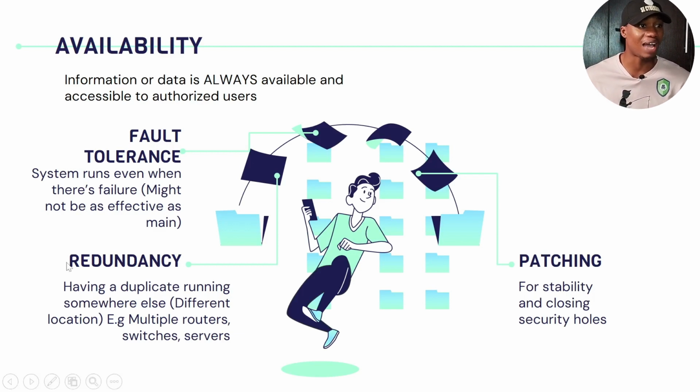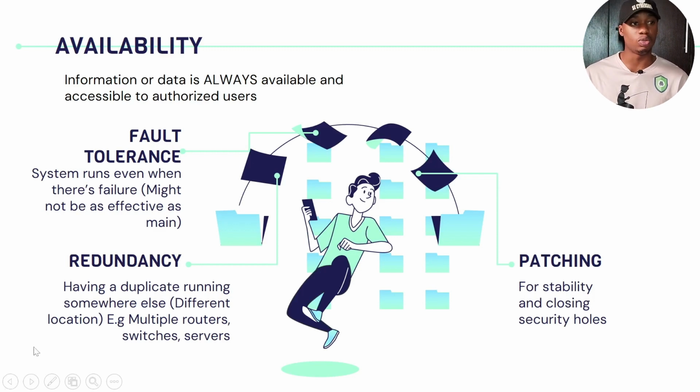So redundancy also is having a duplicate running somewhere else different from the location. For example, multiple routers, multiple switches, multiple servers. Okay, it should be in different locations other than the main location. This is almost similar to fault tolerance, but redundancy is just making sure that there's a duplicate running somewhere else different from the building. For example, this is a building, a server room that has lots of computers that send the information to other computers. What happens when fire burns the place? Imagine putting all the backup and everything in one place. What now happens to the backup and everything when fire burns everything? It means everything will go.